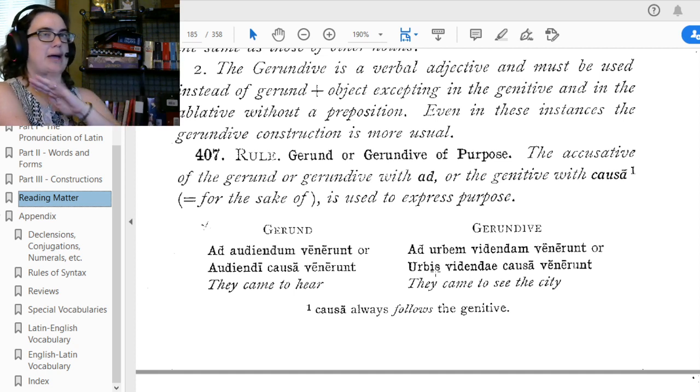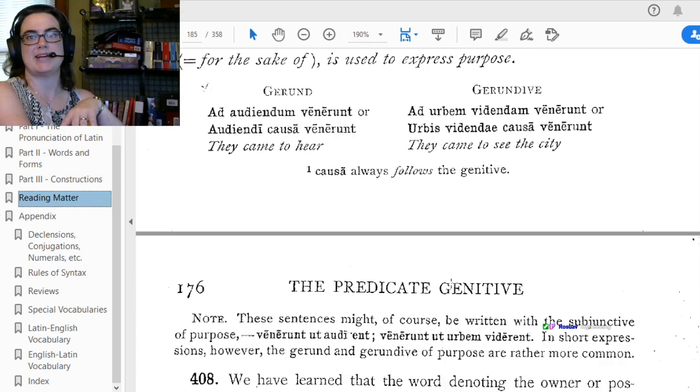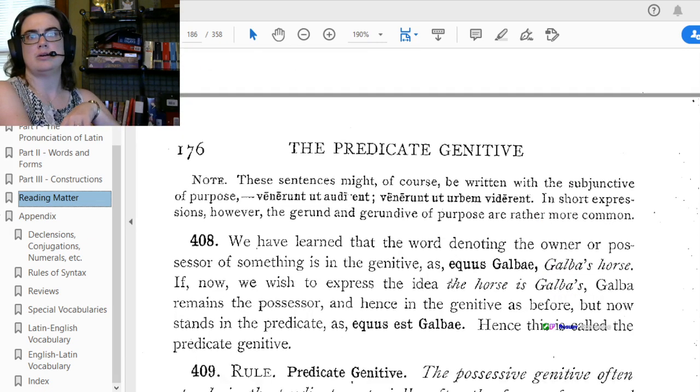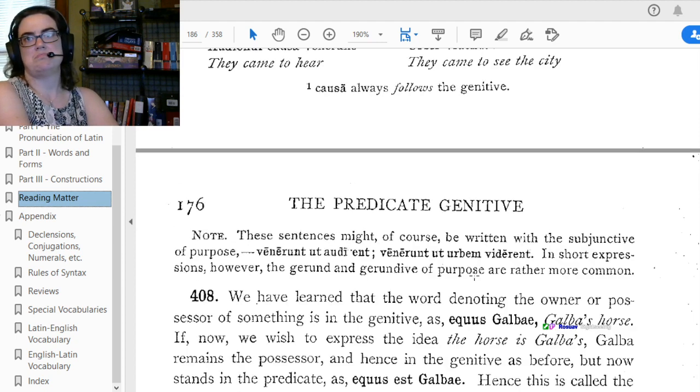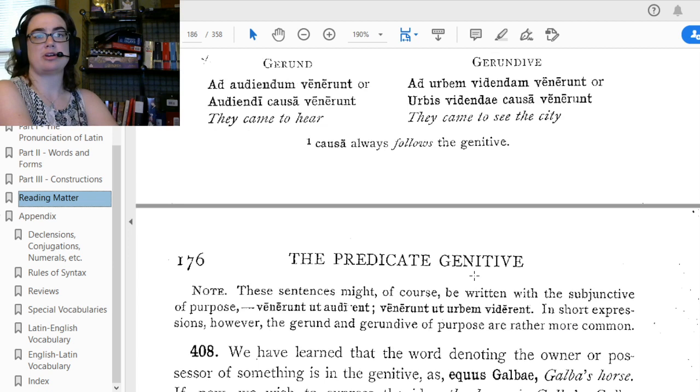Put a hyphen. Flawless. But you can also use ad plus the accusative to express the same idea. They can be written with the subjunctive of purpose if you want. Yeah, sightseeing, city-seeing. It is up to the author, as he notes here. In short expressions, the gerund and gerundive are more common if you don't need a lot of details. But if there's a lot going on in the purpose clause, you'll have the ut and the verb and all the details.